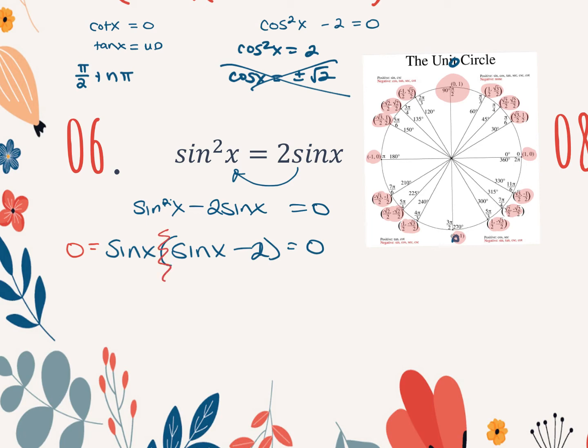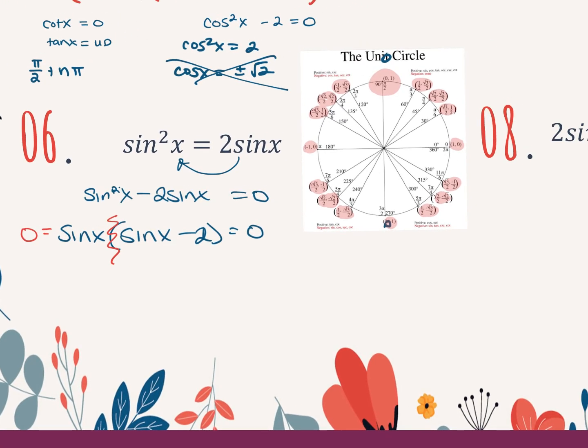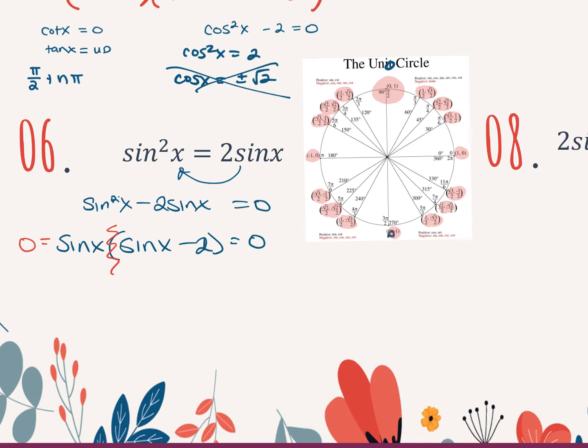So where on my unit circle, because we're talking sine, is the y 0? At 0 plus 2n pi and pi plus 2n pi. And then on the other side, I'd end up with sine of x equals 2. Is there a place on my unit circle in which sine is 2? Nope. This actually would never work, because that's saying sine is bigger than 1, and sine and cosine can never be bigger than 1.